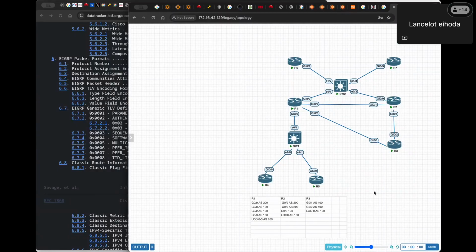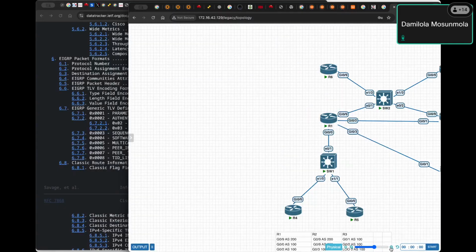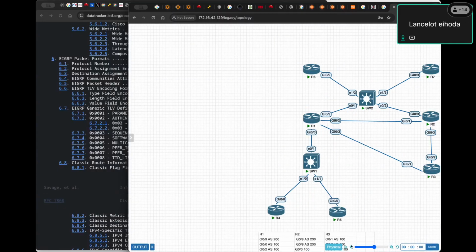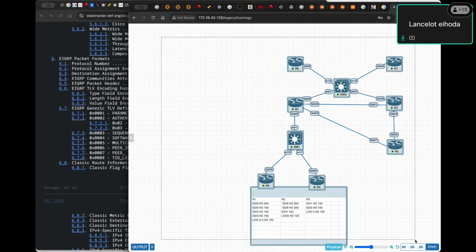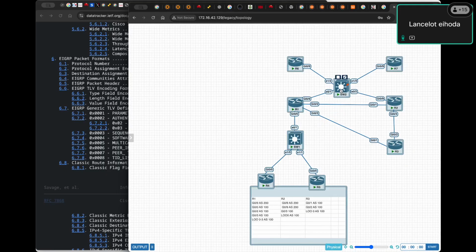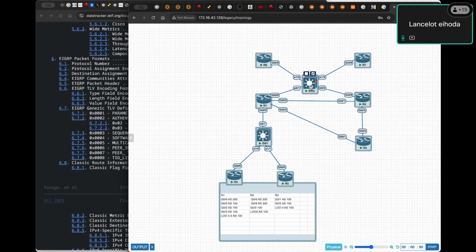Hello? Yeah, hello, sir. You're sharing already. You're sharing already, Lance. I've seen it already. I'm trying to see if I should just take a while for everybody to familiarize themselves with the topology, so that when we are saying we are moving this to here, everybody actually understands.